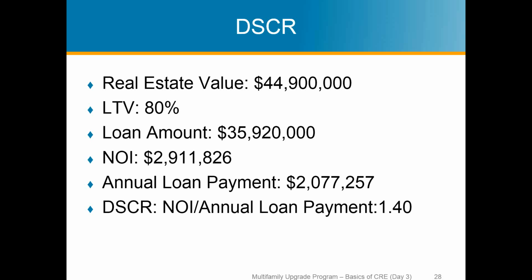Generally, banks want greater than 1.25 for a debt service coverage ratio, and they generally won't go above 80% LTV. So in this particular case, I'll probably be able to borrow the money. I have enough cash flow coming from the property that it covers it at a 1.4 ratio, and then I only need 80% LTV, which is $35 million.